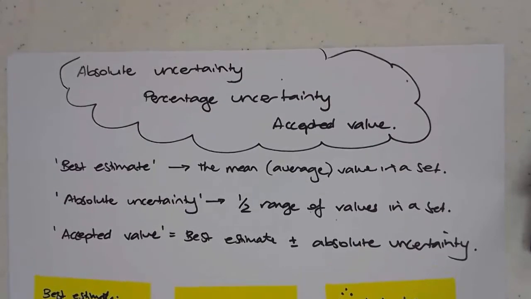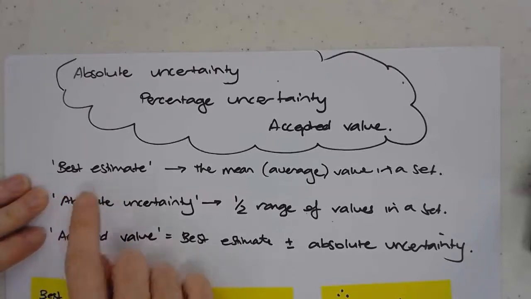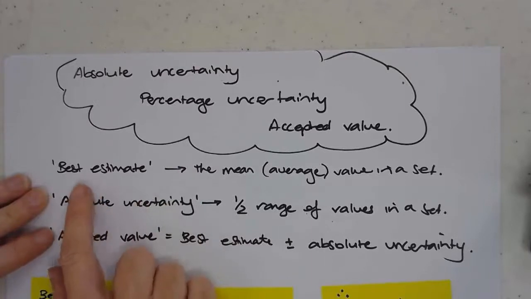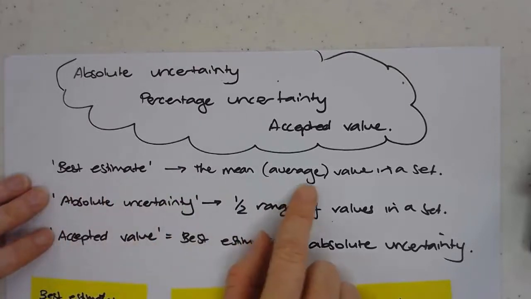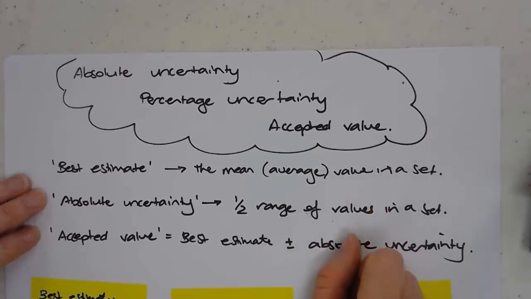Okay, so let's define those terms. Another word that I'm going to talk about is best estimate, and this all falls into how we get our accepted value. Percentage uncertainty I'll talk about a little bit later in the video. Our best estimate is the average value in a set of values. So let's say you do an experiment 5 times. The average of those 5 results, if they're single figures, would be our best estimate.